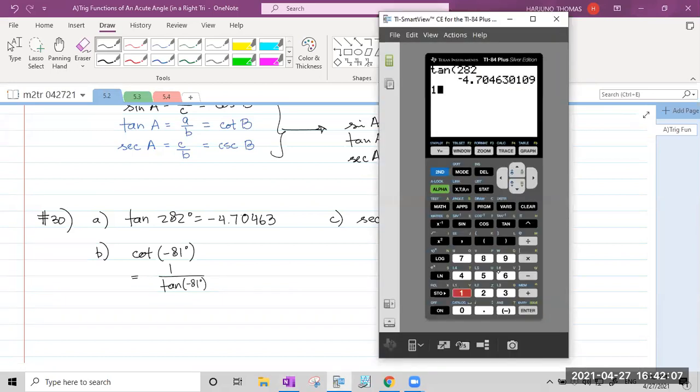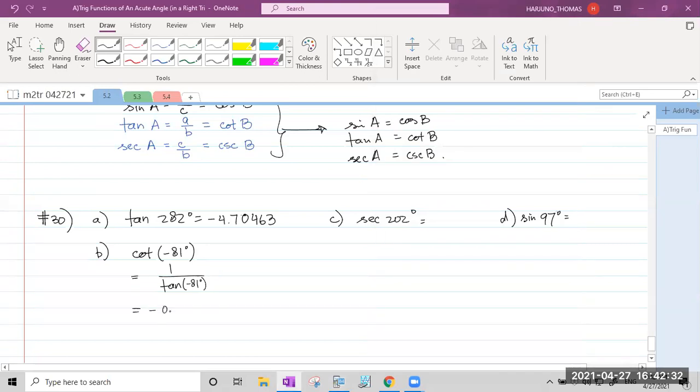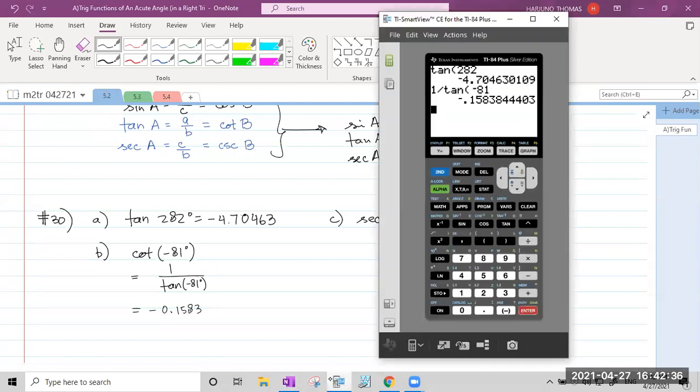That's one way to do it. 1 divided by tangent negative. When you use the negative sign, don't use the subtraction sign, but use this negative sign here. Negative 81. Boom. Negative 0.15838.